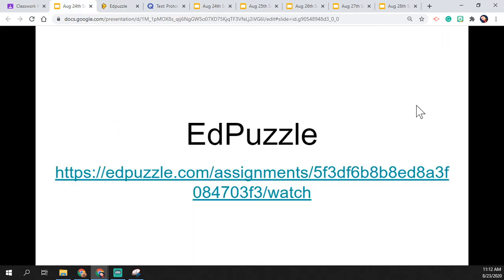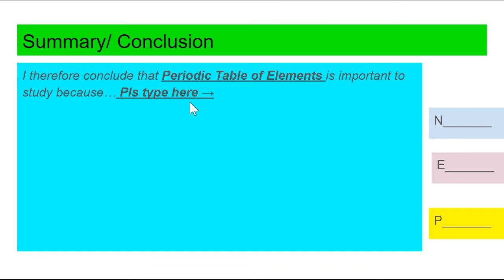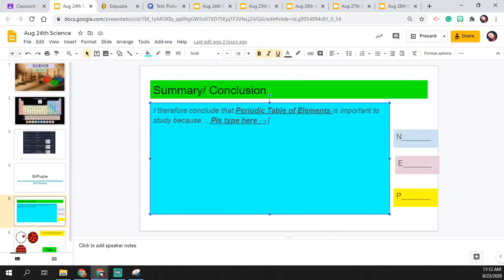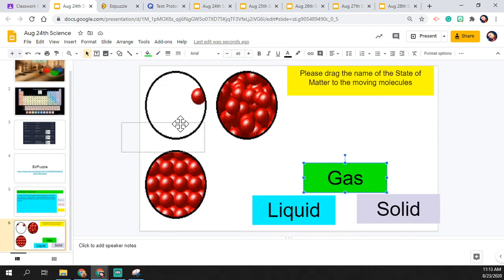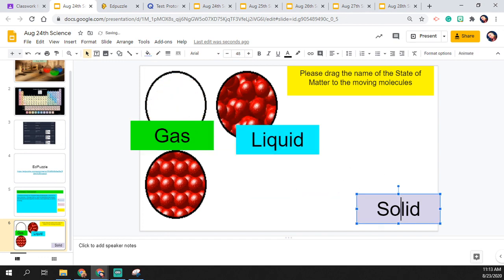Once you're done with the Edpuzzle, you now have to type here in the summary conclusion. So you might want to say, I conclude that this project is important to study because, please type here, I get to understand how atoms and molecules work together to form a new substance or matter or thing. So this could be your correct answer, and I'll be waiting for this one, and then for the last, you can just match this, match there, and then match if they're correct.